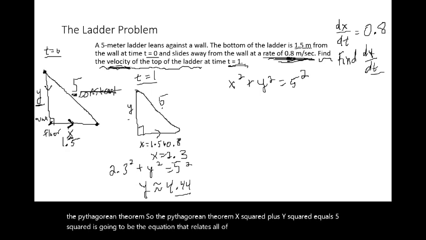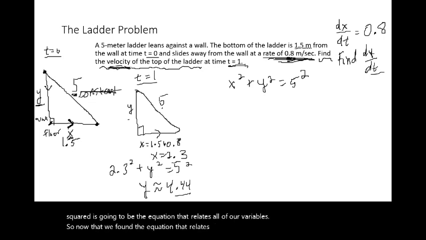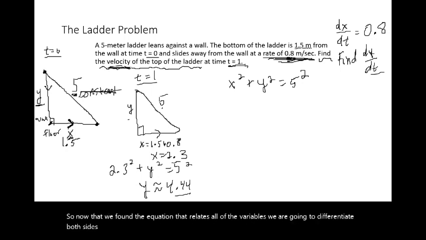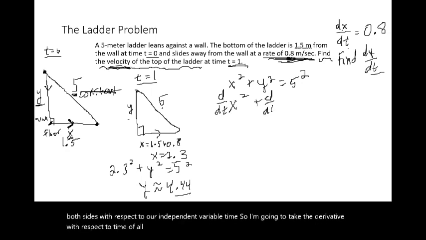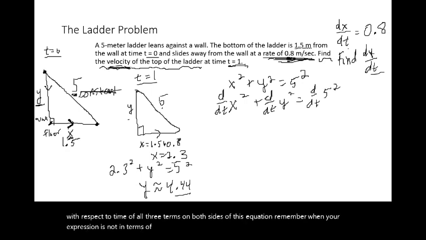So now that we found the equation that relates all of the variables, we are going to differentiate both sides with respect to our independent variable, time. So I'm going to take the derivative with respect to time of all 3 terms on both sides of this equation. Remember, when your expression is not in terms of the same variable that you're differentiating, you need to use the chain rule. And any quantity that is changing is a function of time and will require the chain rule.